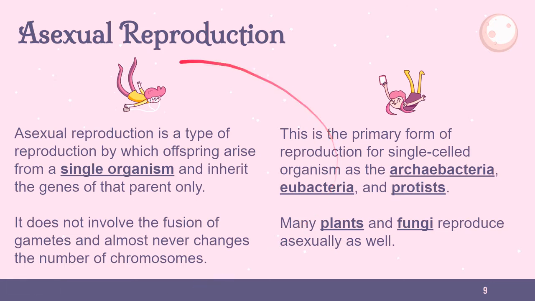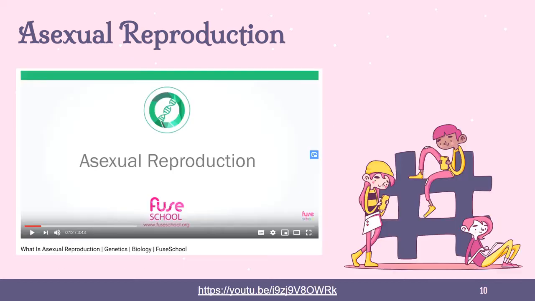So asexual reproduction is the primary form of reproduction for the following types of organisms. Single-celled organisms such as archaea and eubacteria. Okay, so generally prokaryotes reproduce asexually, and some protists. While many plants and fungi are also capable of reproducing asexually, making them very adapted to survive on land.